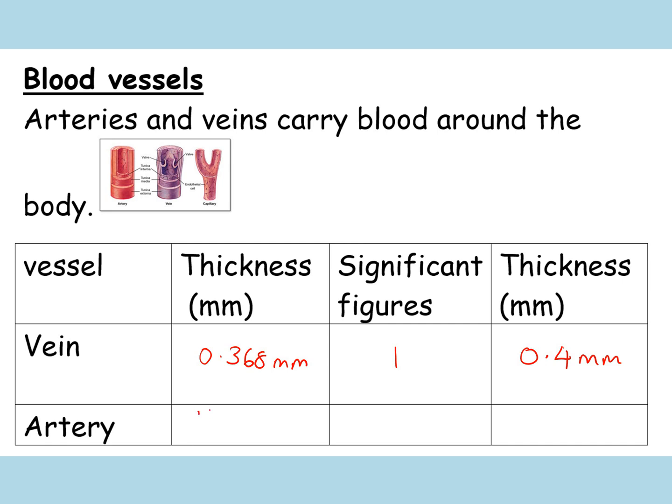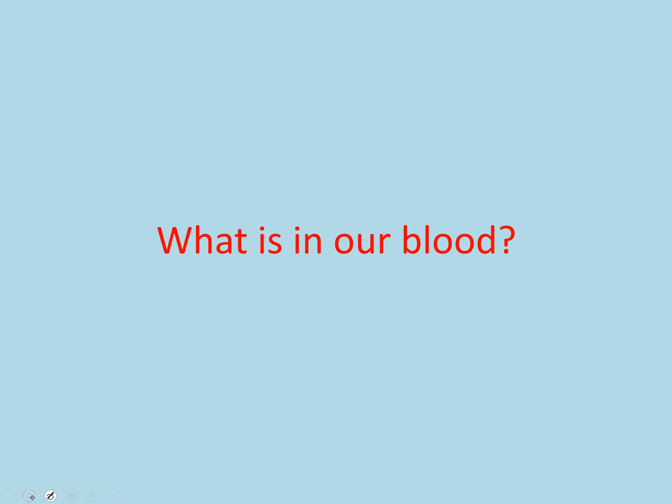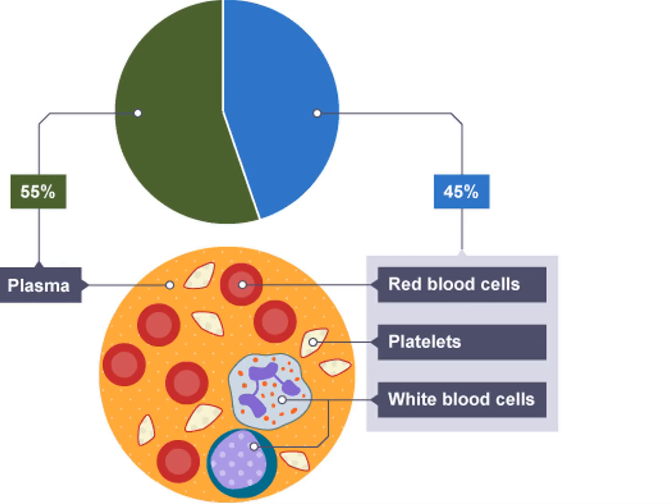For our artery, 1.109 millimeters, and we want that given to 3 significant figures, 1, 2, and this one gets converted to a 1.1 millimeters, okay? So if you got those right, well done, superb job. You are understanding how to show numbers to significant figures. Diane, well done.